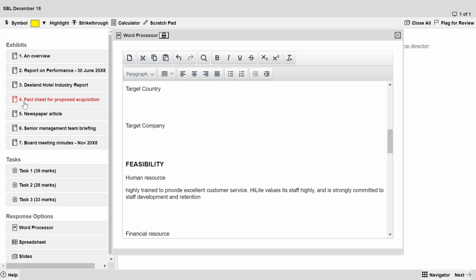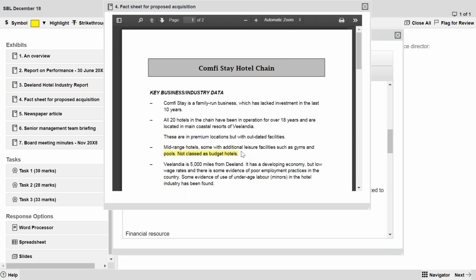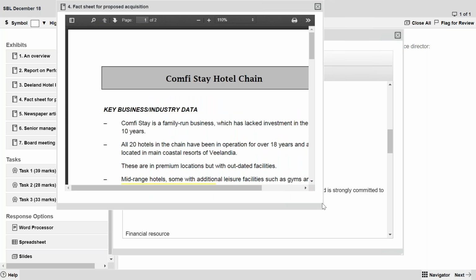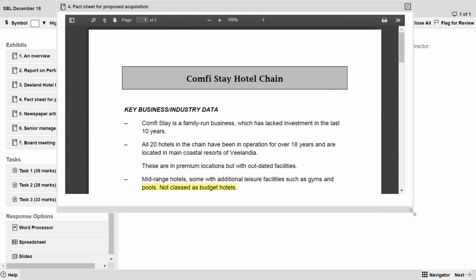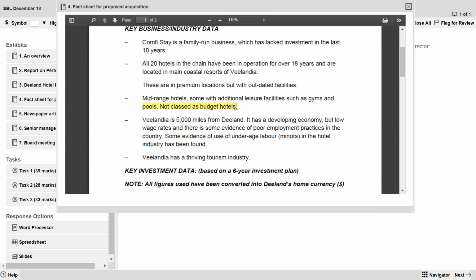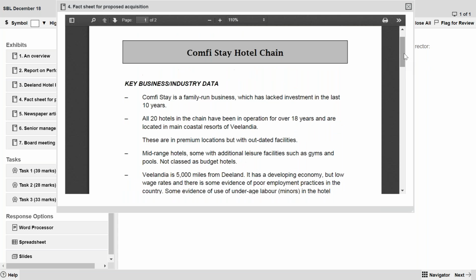Now guys, open up fact sheet. Okay, so fact sheet, I will just increase the size. I will close the word processor. Now I will focus on the reading of fact sheet. Why is it highlighted? Let me remove the highlighted thing. Okay, so let's read the fact sheet.